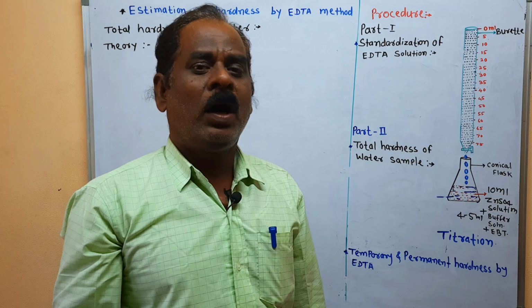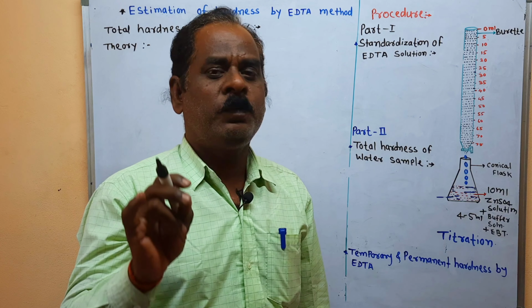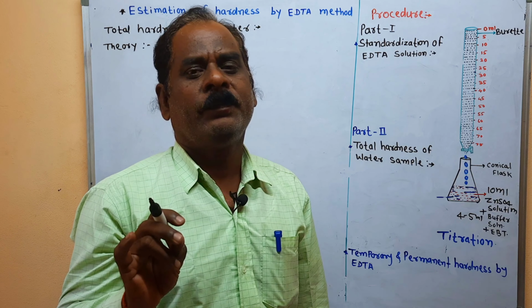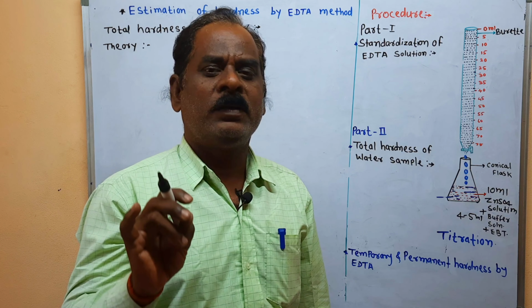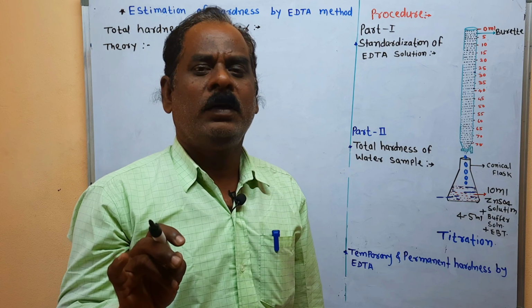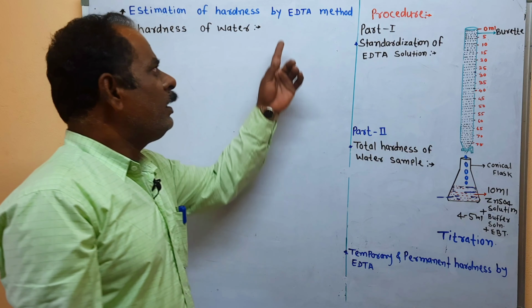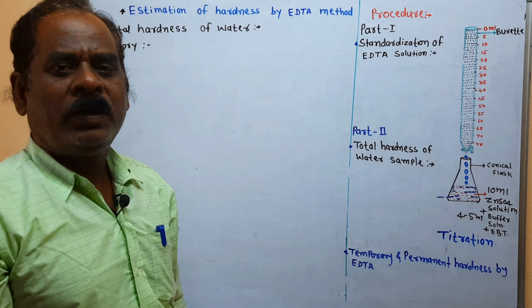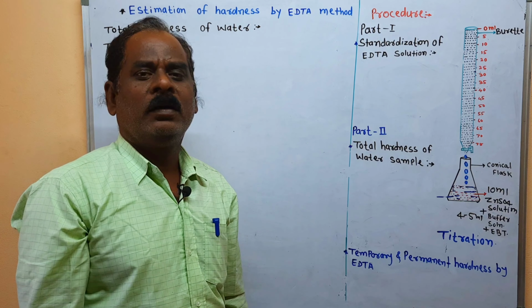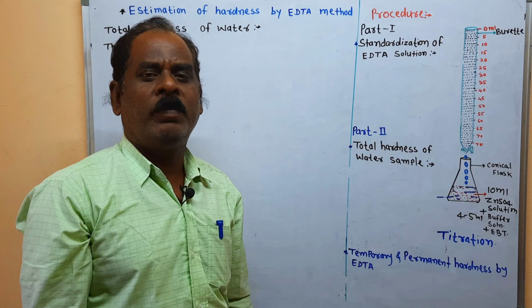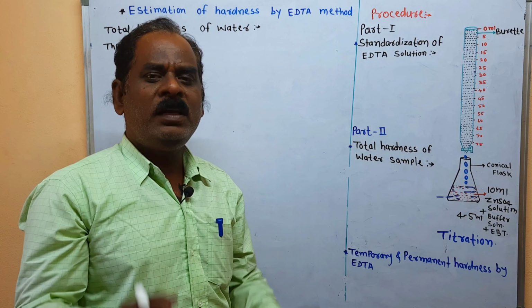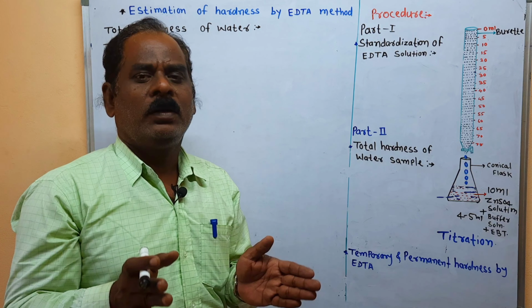How will you calculate the hardness present in the water? The hardness present in the water is estimated or calculated by using the EDTA method. Therefore, try to understand the estimation of hardness by the EDTA method. EDTA is a chemical compound.